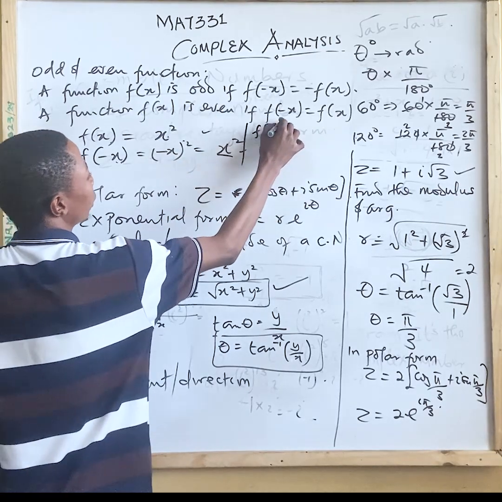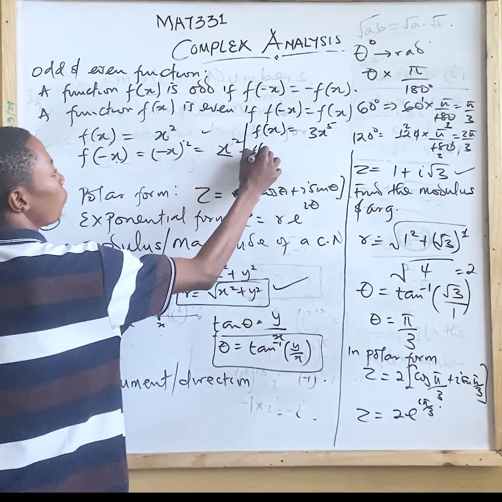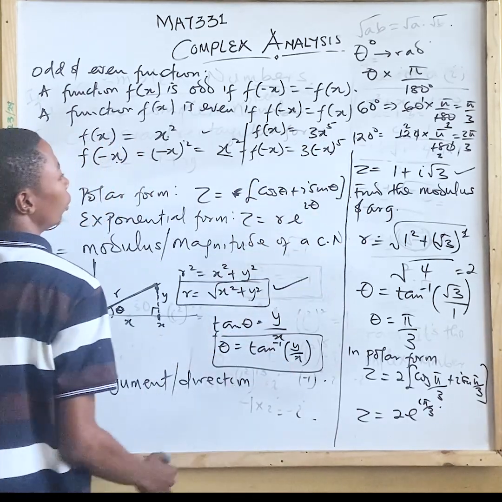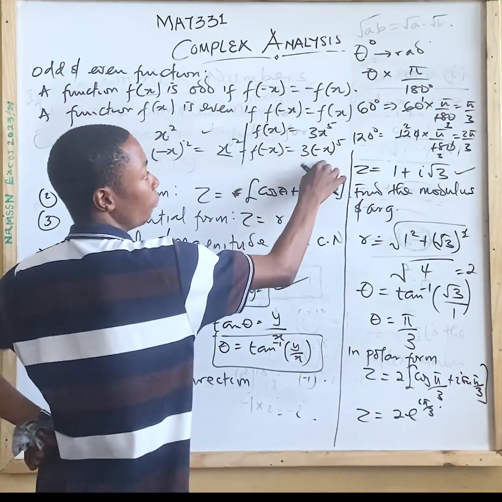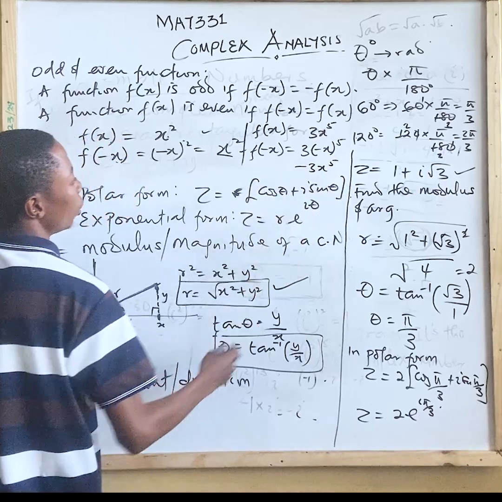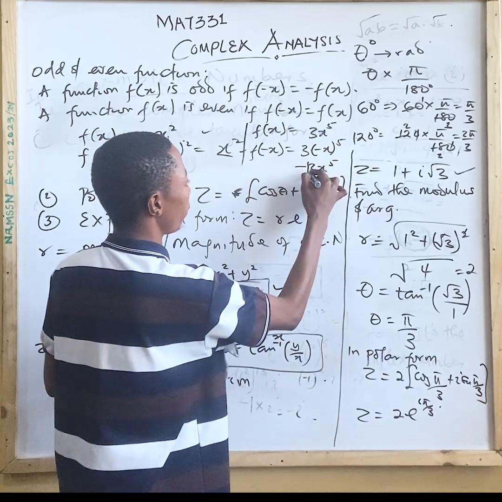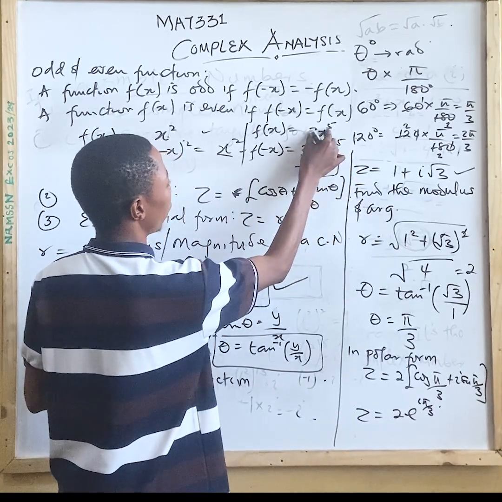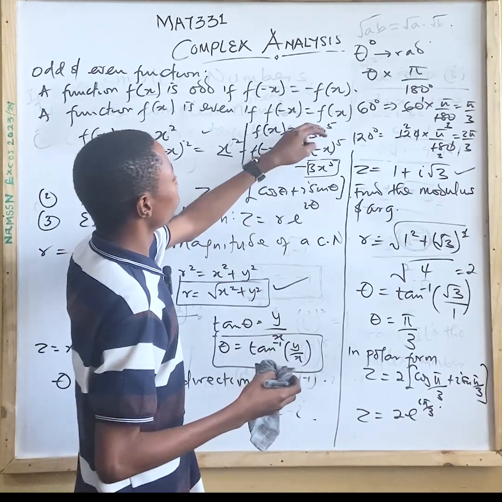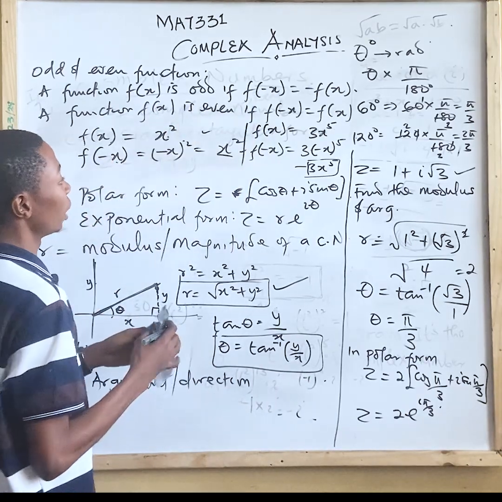Suppose I have f of x to be, let's say, 3x raised to power 5, for example. So f of minus x is 3 into minus x all raised to power 5. Minus times minus times minus times minus, in 5 places you have minus. So this will give us minus 3x raised to power 5. So you observe that f of minus x is minus f of x. Our f of x is 3x^5 and f of minus x is minus 3x^5. So anything with an odd power is an odd function, and any algebraic function with an even power is an even function.